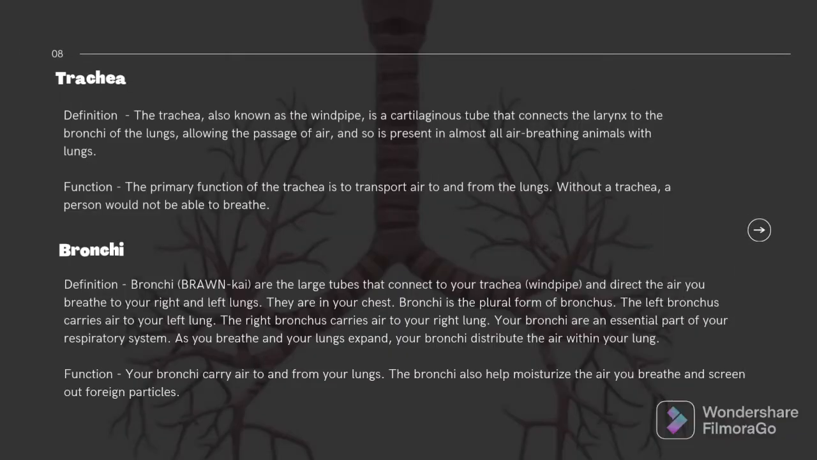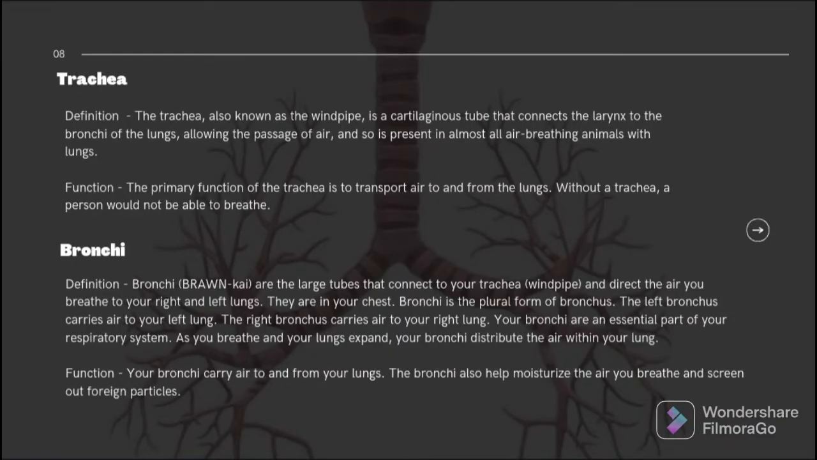Trachea. The trachea, also known as the windpipe, is a cartilaginous tube that connects the larynx to the bronchi of the lungs, allowing the passage of air, and is present in almost all air-breathing animals with lungs. The trachea is a tube-like structure within the neck and upper chest. It transports air to and from the lungs when a person breathes.